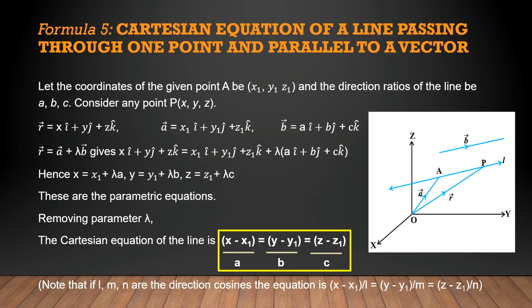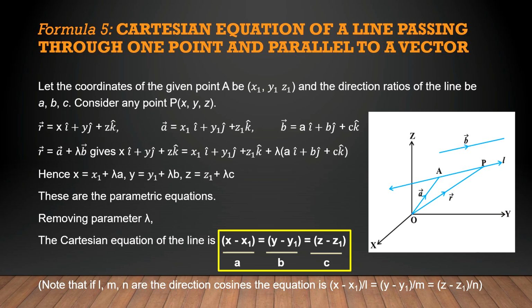Now we have derived the vector equation in two ways. Now we are going to move to the Cartesian form of equation of a line passing through one point and parallel to a given vector. The formula is: the Cartesian equation of the line would be x minus x1 upon a is equal to y minus y1 upon b is equal to z minus z1 upon c, where a, b and c are the direction ratios.